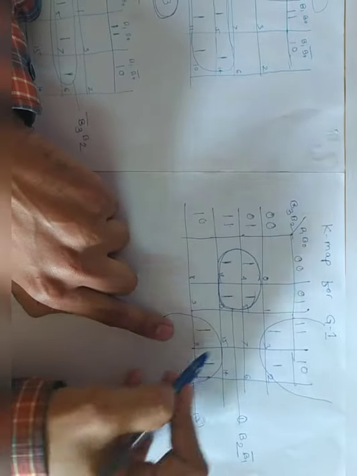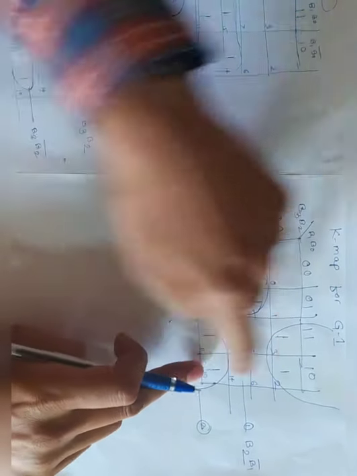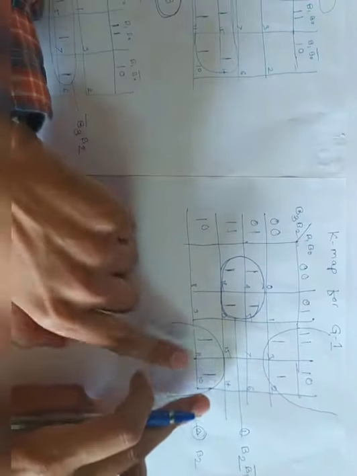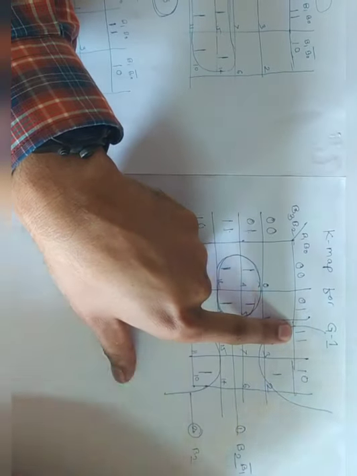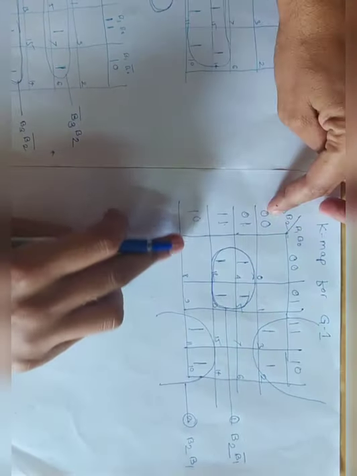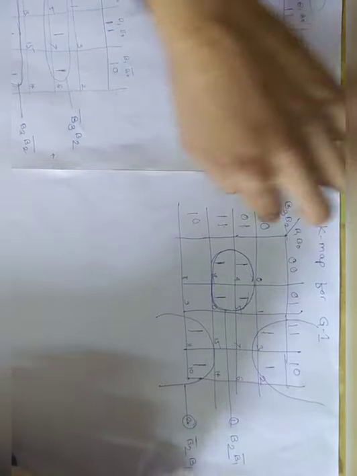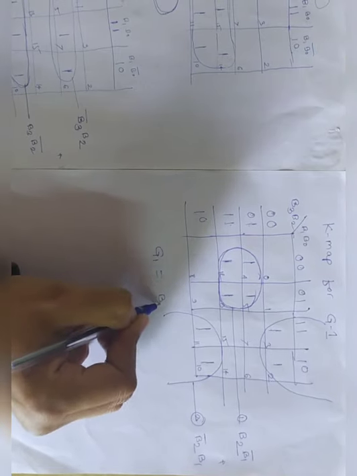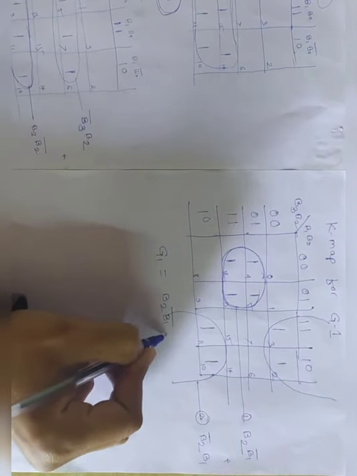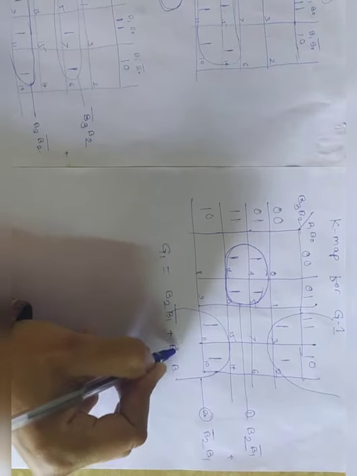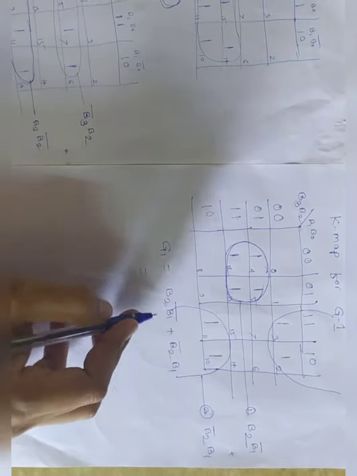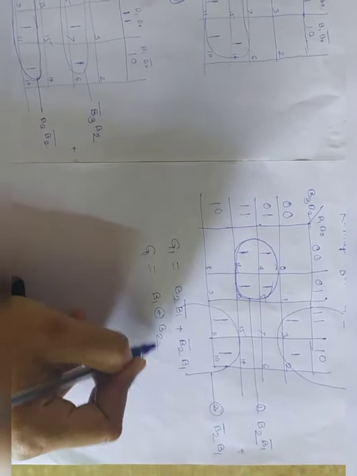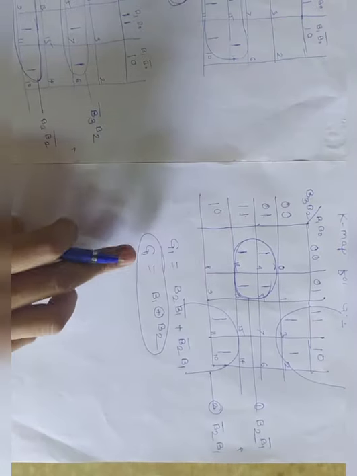Now for this grouping, the equation is: taking the common from these two, 0 is common, that means B2 complement, and from these two the common is 1, that means B1. Now add these two. For G1 you get B1 complement B2 plus B2 complement B1. You can see this is an XOR gate: B1 XOR B2. So this is G1. You are getting the equation for G1.